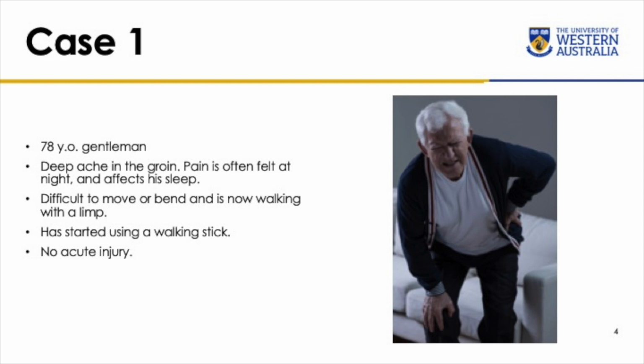This first one is a 78-year-old gentleman who presents with a deep ache in the groin. The pain is often at night and is affecting his sleep. He's now having difficulty walking. Started using a stick. He has a limp. Also difficulty getting up, bending down. No history of an acute injury.